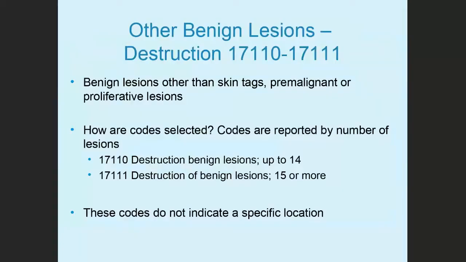Then there's a category for other benign lesions. It's 17110, 17111. These are other than skin tags, premalignant, or proliferative lesions. So how are these coded? These are coded by the number of lesions. Note that these codes do not indicate a location. You have 17110, destruction of benign lesions up to 14, and then 17111, 15 or more.